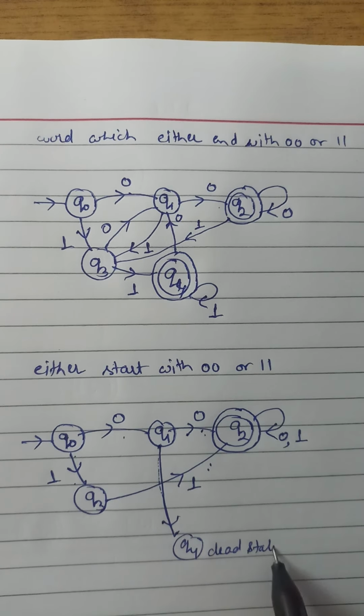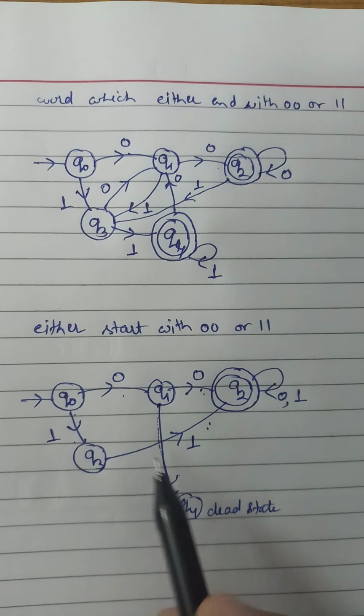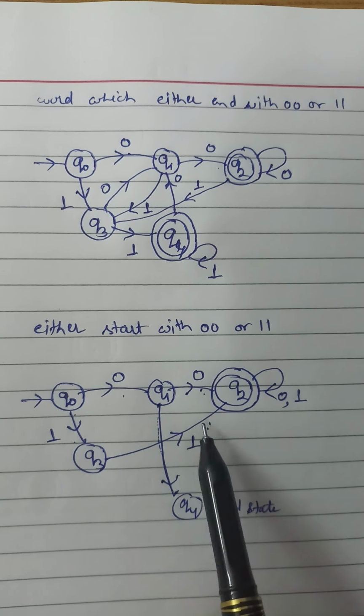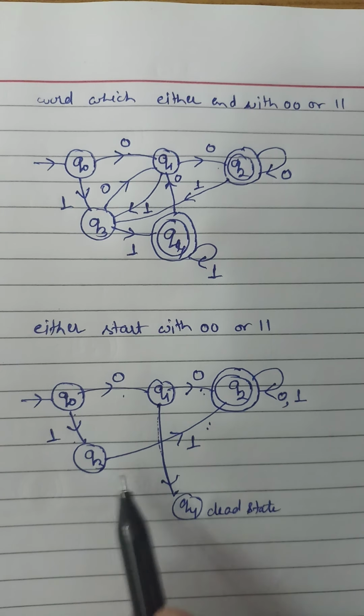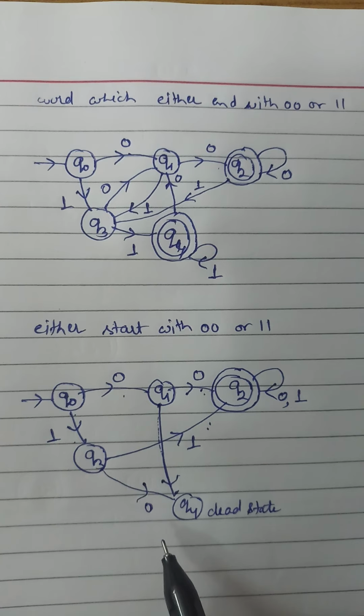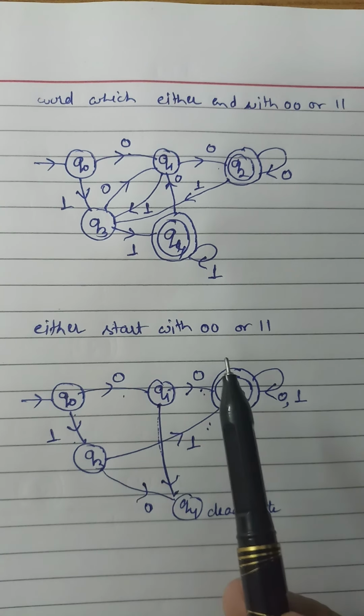Why dead state? Because this transition doesn't come under this condition. This condition will not be satisfied. That's why it will go to the dead state. And one transition for Q3 for 1, and if we give any transition for 0, then it will also go to the dead state. So this is the DFA, in which the word either starts with 00 or 11.